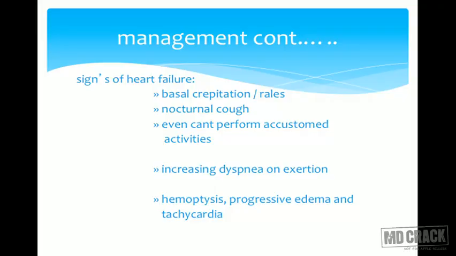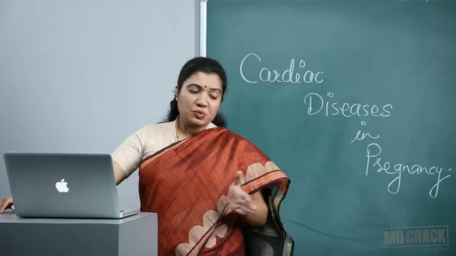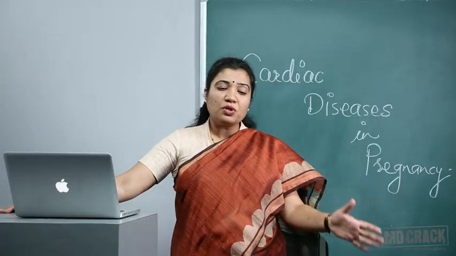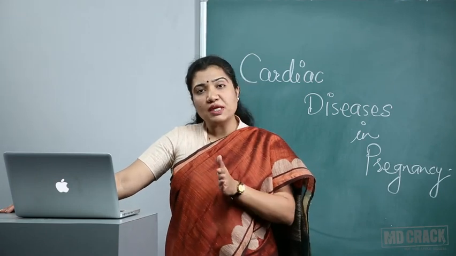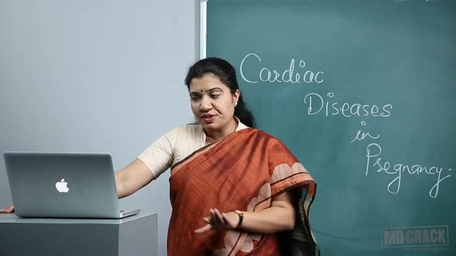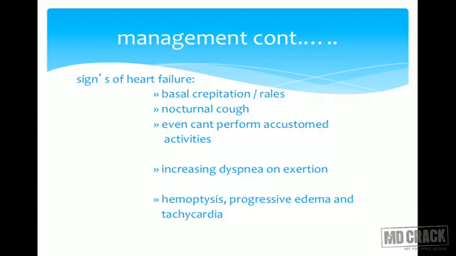Signs of heart failure: presence of basal crepitations or rales, nocturnal cough, or being unable to perform accustomed work. That means the patient gives a clear-cut history that she used to work every day and do these things comfortably, but now she is unable to. That means worsening of the symptoms. Increasing dyspnea on exertion, hemoptysis, progressive edema and/or tachycardia: these are all symptoms indicating that she is landing up in heart failure.